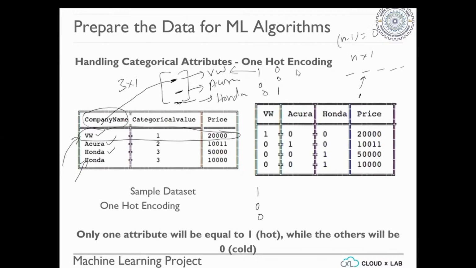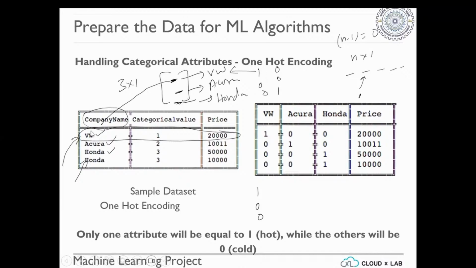In this method, let's say if there are C categories, we will create a vector of size C cross 1. Here, as you can see, for company name we can have 3 categories, so we will create a vector of size 3 cross 1. Now, if this category is present, let's say VW is present, here we will write 1, and for the others we will write 0, 0. So for VW, we will use the first position.